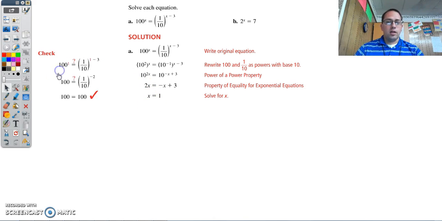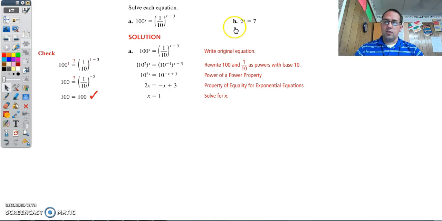And we can check this. Take that 1, plug it back into the original equation. We have 100 to the 1, which is just 100, and 1/10 to the 1 minus 3. 1 minus 3 is negative 2. The negative flips it over, makes it 10. The 2 squares it. 10 squared is 100. So there it was. 100 equals 100.